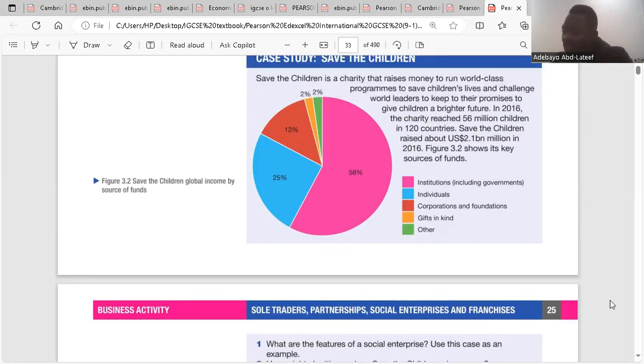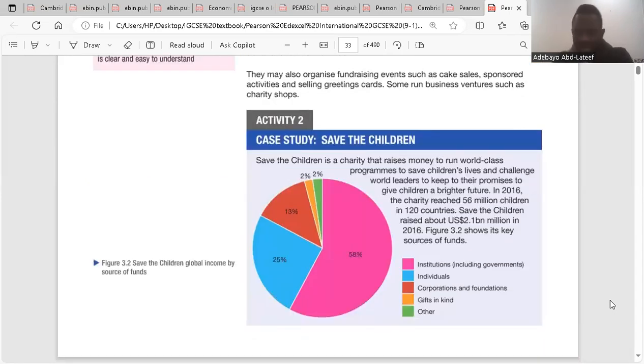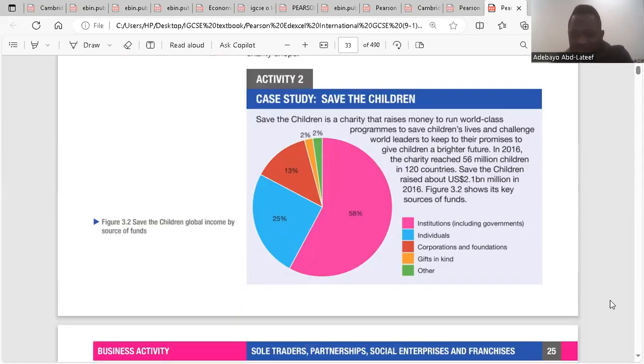Charities like this will raise money through gifts or donations. Question 1, explain, use this case as an example. Yes, the case I said it. This case now, the Save the Children is a charity that raises money to run world-class programs to save children's lives. Save the Children raised about 2.1 billion in figure. Look at how they raise the money: gift in kind, corporation fund, individuals, institutions, including government. That's how they raise money.